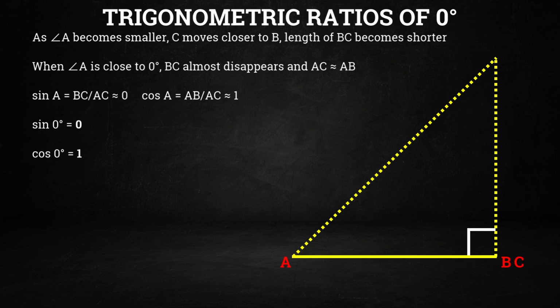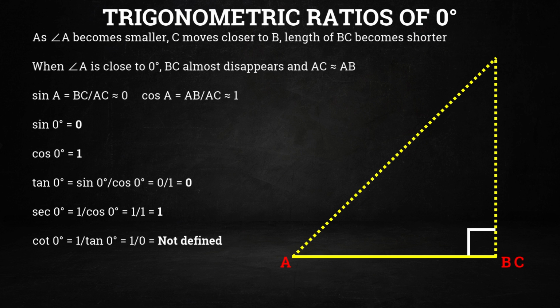Now using these, we find the other ratios as tan 0 degree, which is sine 0 degree by cos 0 degree, equal to 0. Sec 0 degree, which is 1 by cos 0 degree, equal to 1. Cot 0 degree, which is 1 by tan 0 degree, which is not defined. Cosec 0 degree, which is 1 by sine 0 degree, which is not defined.